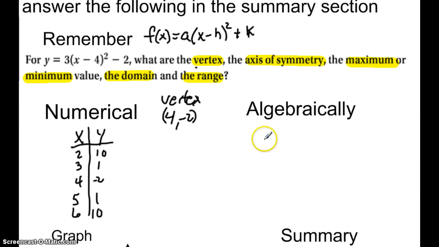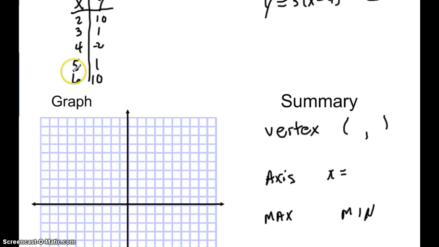And algebraically, again, we've got our nice handy-dandy little equation here. Next, let's go ahead and graph these puppies. 2, 10. 3, 1. 4, negative 2. And we're going to have 5, 1. And then we're going to have 6, 10.